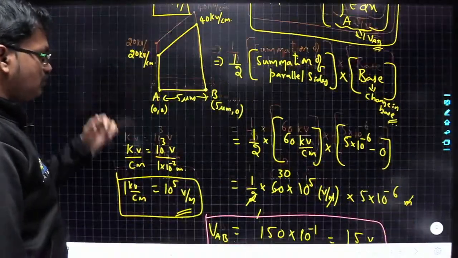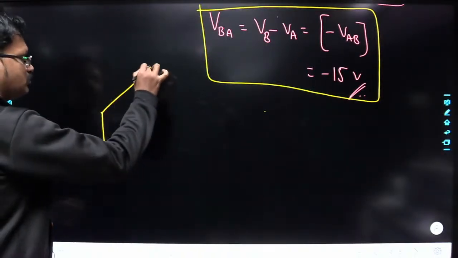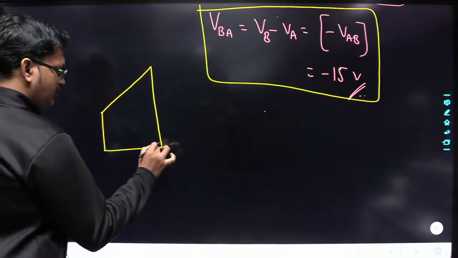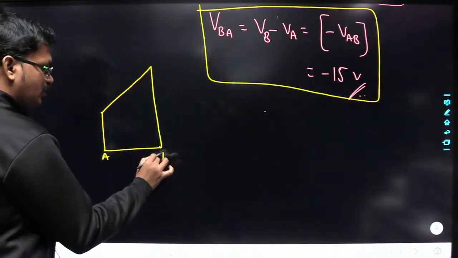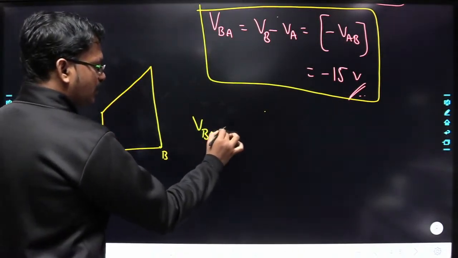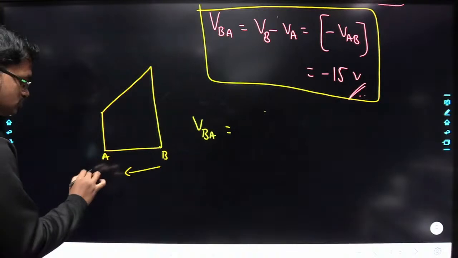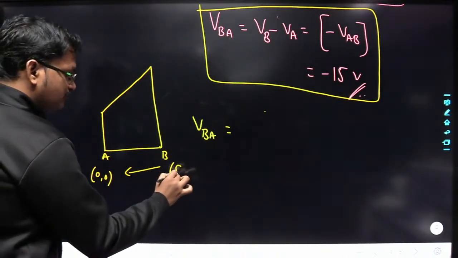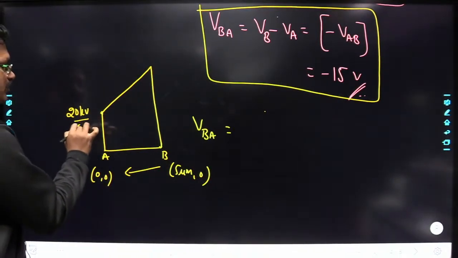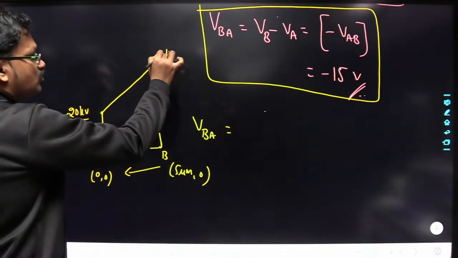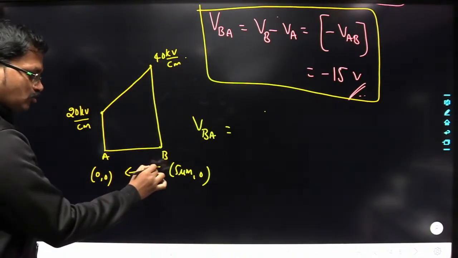See, for the same problem, instead of determining VAB, if you want to determine VBA directly, this is A and this is B. Then you have to move from B to A. This point is 0, 0, this is 5 micrometer, 0, and this is 20 kilovolt per centimeter, and this is 40 kilovolt per centimeter. Right?